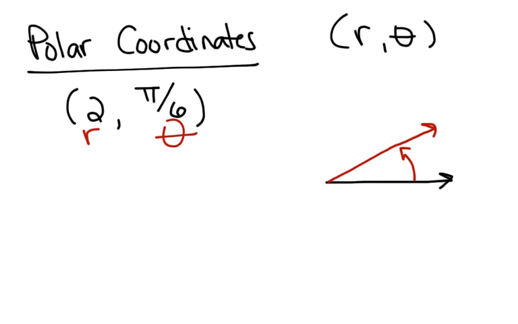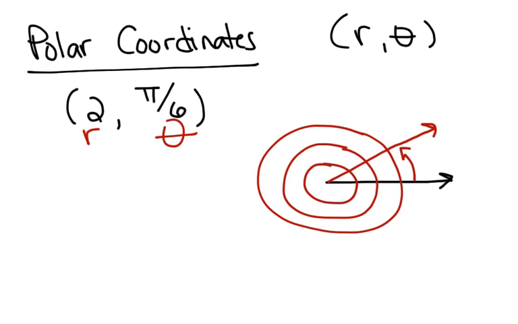R stands for radius, so whatever your units of measurement, the polar coordinate graph kind of looked like this. It was all these concentric circles. So this would be 1, and then this would be 2. So your point 2, pi over 6, would be right here.